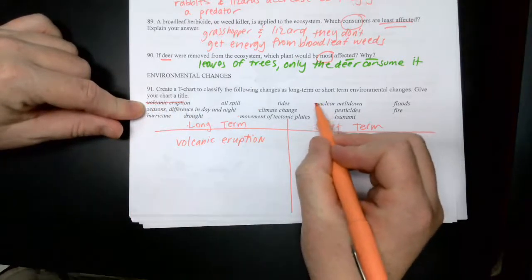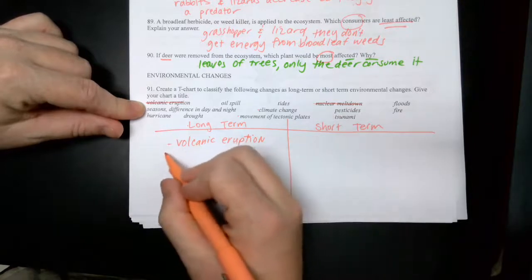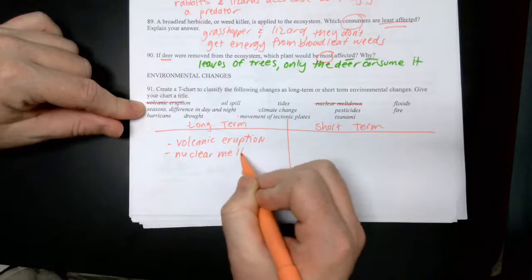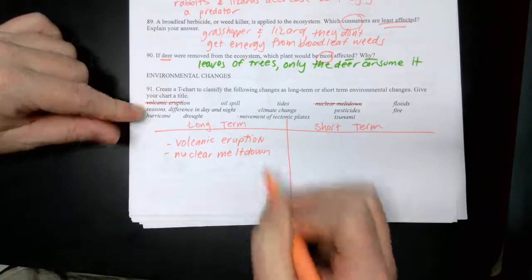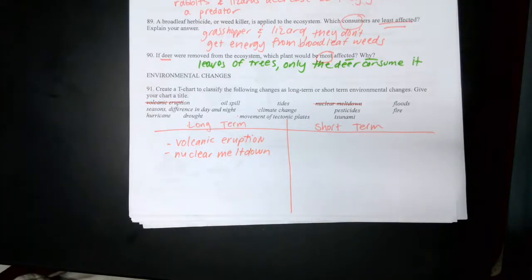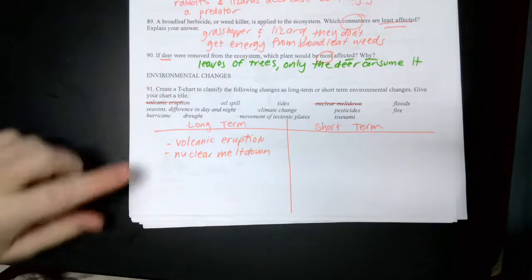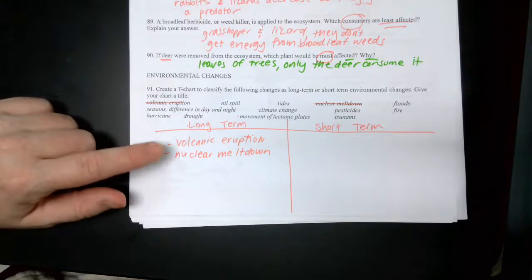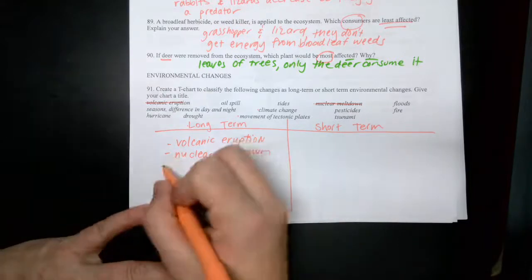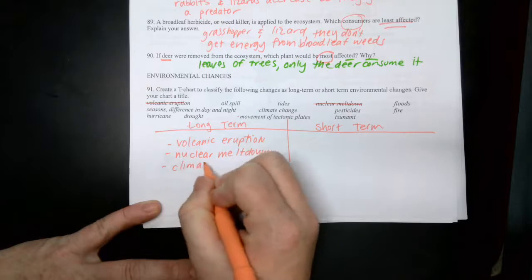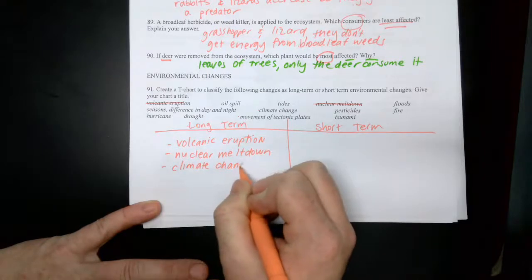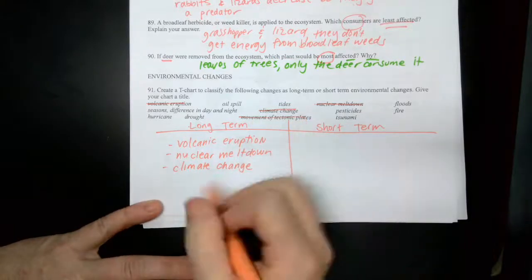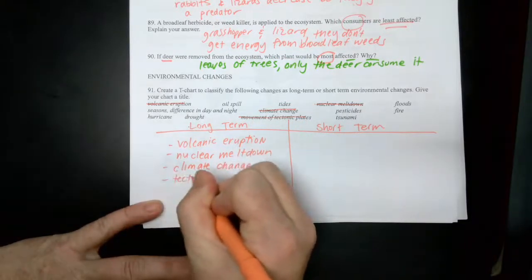Nuclear meltdown. We actually just came up on the 10-year anniversary of Fukushima in Japan, where that nuclear power plant was affected by the earthquake and then tsunami about 10 years ago. It takes a long time for an ecosystem to recover. There's a show called Chernobyl on right now that kind of shows you the same thing. Climate change is a long-term change to our environment that can affect populations over time. Tectonic plates are also long-term changes.